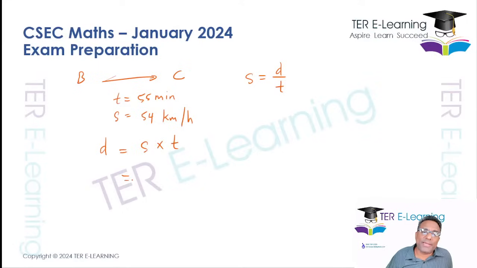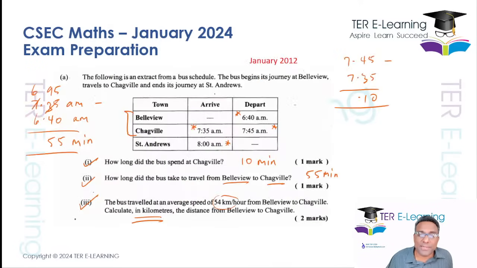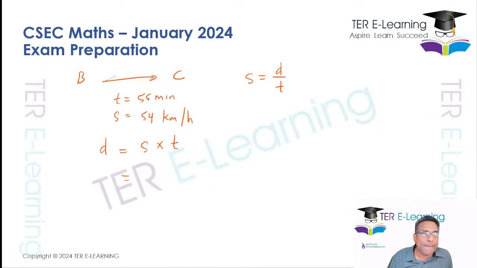Now this is where things get a little tricky, right? Let me see what they're asking. They want the answer in kilometers. So your speed is 54 kilometers per hour multiplied by time. Now the thing is, this time here is given in minutes. You need to convert that time into hours. To do that, you have to take the 55 and divide that by 60. This is how I'm going to convert the time into hours.